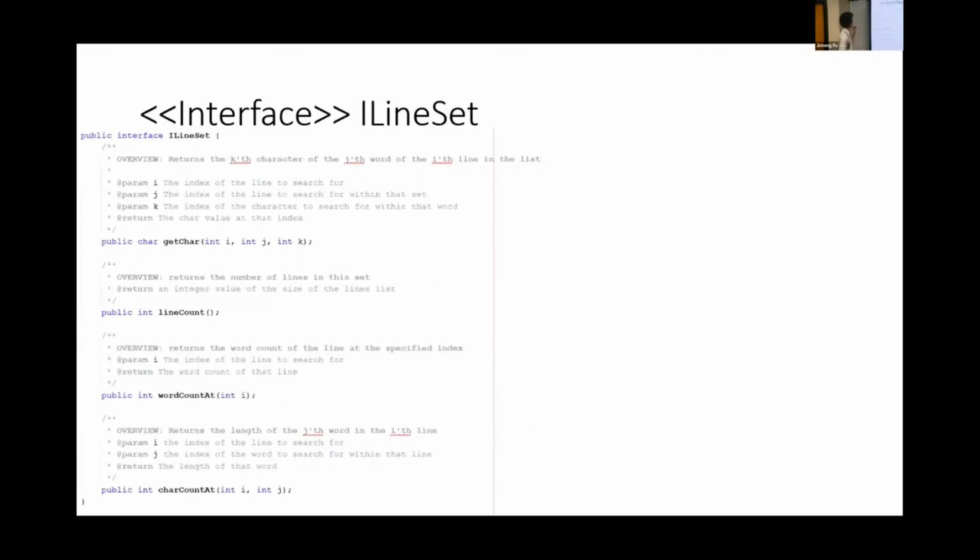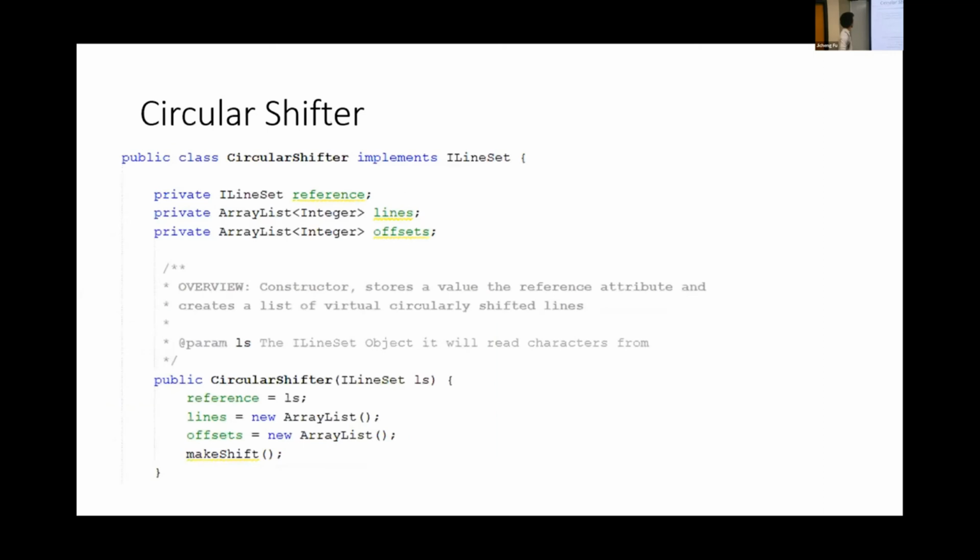Line storage implements the line set interface, which uses the get character, line count, word count, and character add methods. And the circular shifter, which is also a line set, has a line set reference, an array list of lines, an array list of offsets.